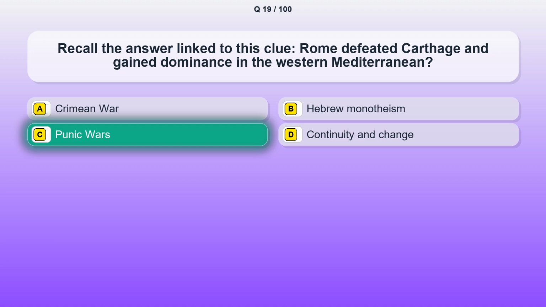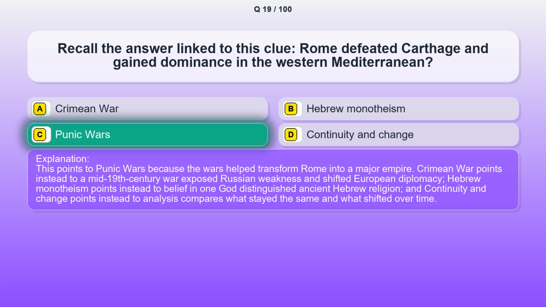The correct answer is option C, Punic Wars. This points to Punic Wars because the wars helped transform Rome into a major empire. Crimean War points instead to a mid-19th century war exposed Russian weakness and shifted European diplomacy. Hebrew monotheism points instead to belief in one God distinguished ancient Hebrew religion, and continuity and change points instead to analysis compares what stayed the same and what shifted over time.